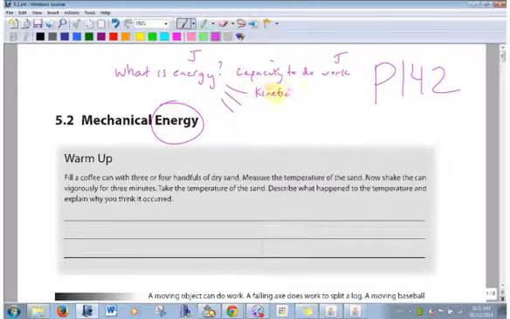Kinetic energy is one form. Do you know what that word means? Moving? Good. You heard of kinesiology? Kind of comes from that word. Kinetic energy, which is moving energy. We'll see why in a sec.